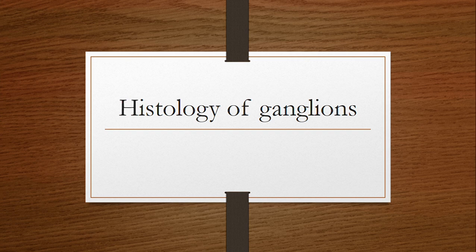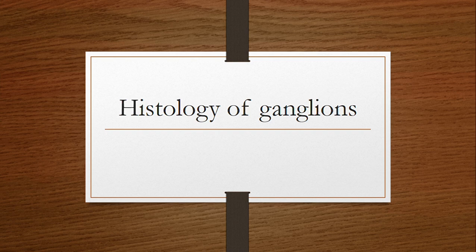Today we are going to study the histology of ganglions. The ganglions, as we have already studied, are the aggregations of cell bodies of the neurons, which can be seen outside the central nervous system, or in relation with the peripheral nervous system. So these ganglions are of different types.